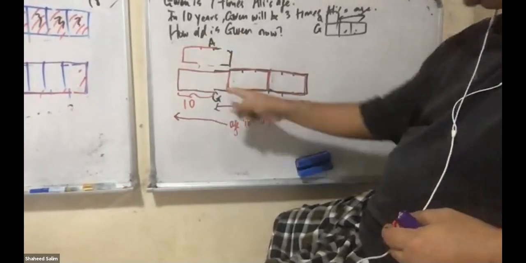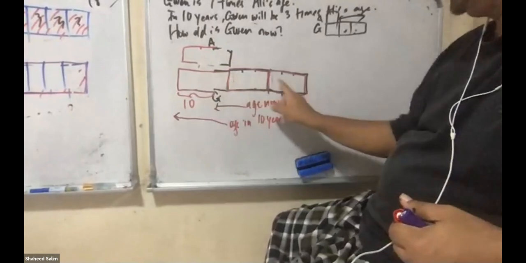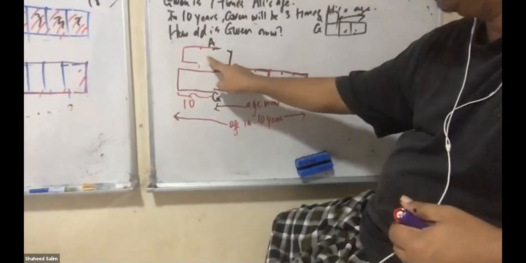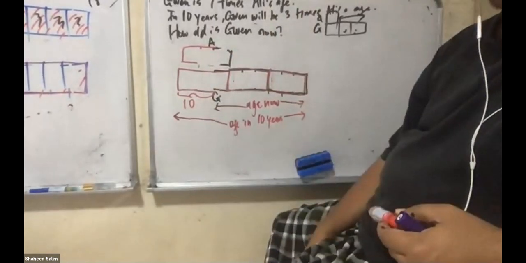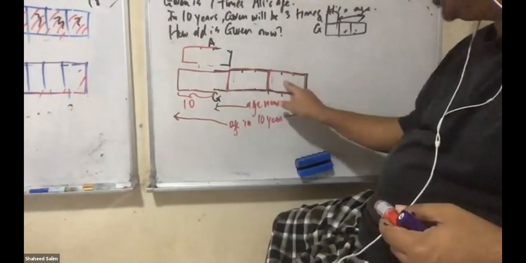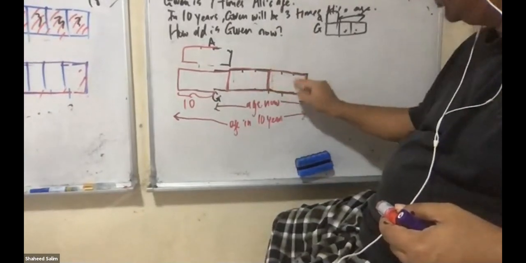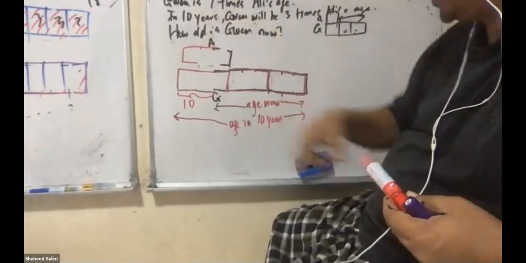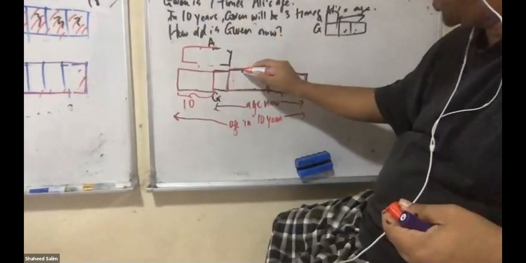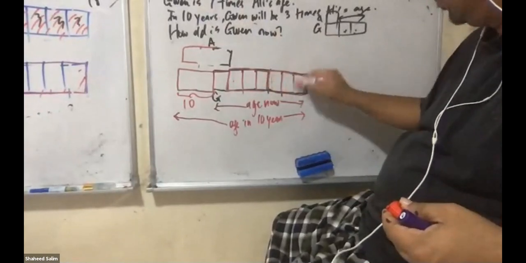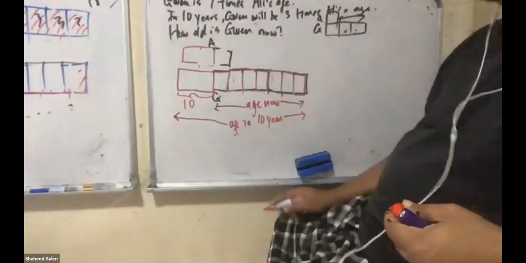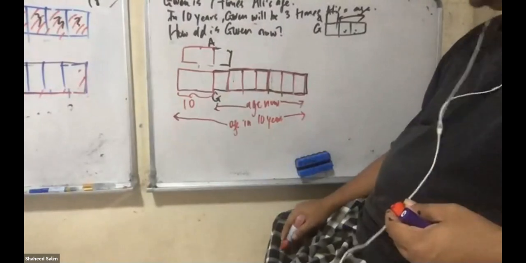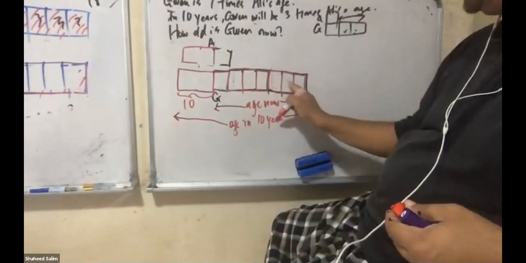You see, in 10 years' time, Gwen will be 3 units. Ali will be 1 unit. But I did not change the number of squares inside. Because now Gwen is 7 units. So watch, I put the 7 back. And Ali is just 1 unit. So the difference is 6 units.